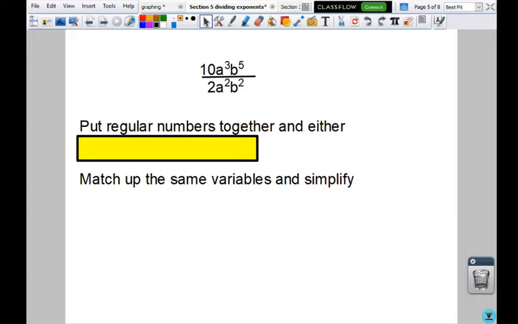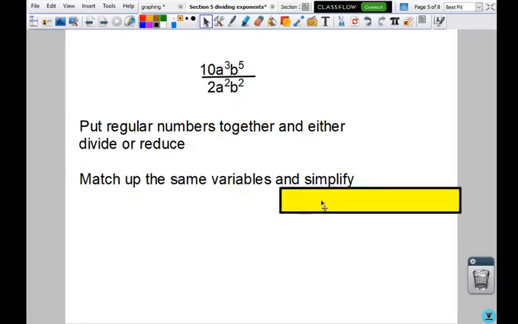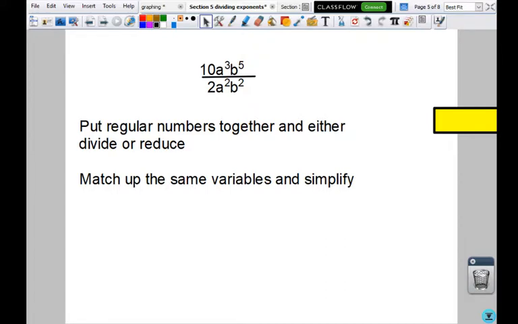So we've basically done this before. We're going to take our regular numbers and either divide or reduce them, depending on what it looks like. If I have 10 over 2, can I divide that? Yes. What do I get when I divide that? 5. So I'm putting together the 10 and the 2, I'm just going to divide them, and I get 5.